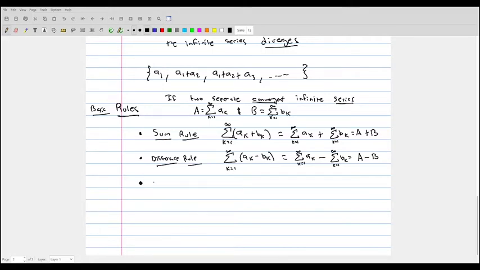And then lastly, we have the constant rule, or the constant multiple rule. And this says that the sum from k equals 1 to infinity of some constant c times ak is the same thing as that constant times the sum from k equals 1 to infinity of ak, which is equal to c times A. So these three rules are all relatively basic rules and can all be shown to hold using the definition of what it means for a series to converge, just by focusing on the limit definition of convergence of an infinite series.